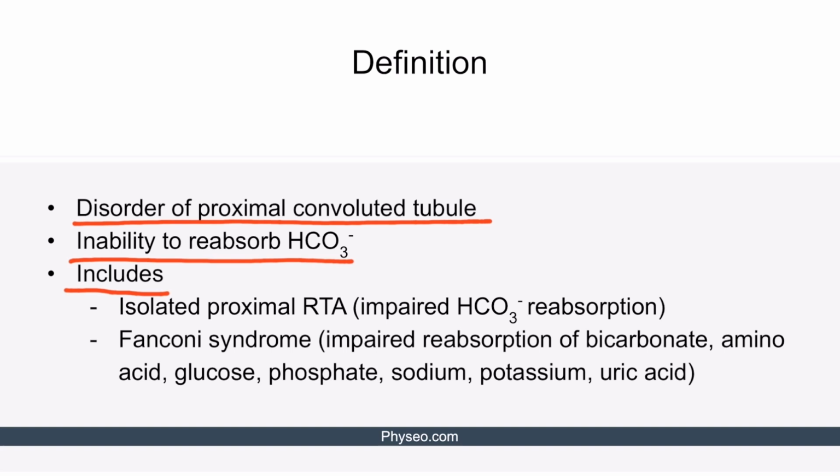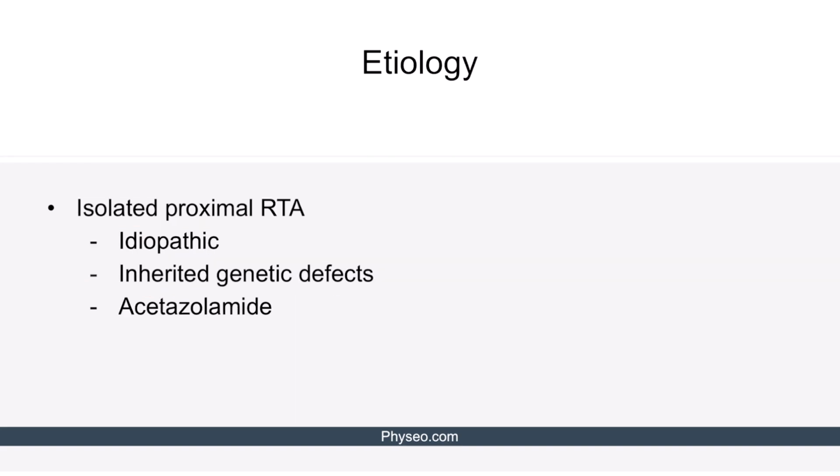The generalized form is known as Fanconi syndrome, and this is characterized by a generalized defect in the proximal convoluted tubules, leading to an impairment in reabsorption of not only bicarbonate, but also amino acids, glucose, phosphate, sodium, potassium, and uric acid. Now let's go through the etiologies of proximal RTA.